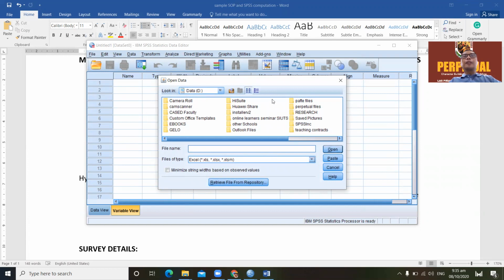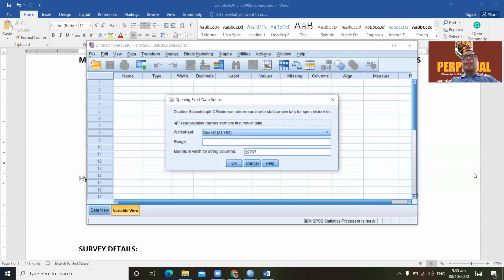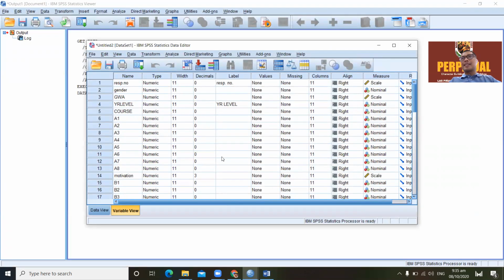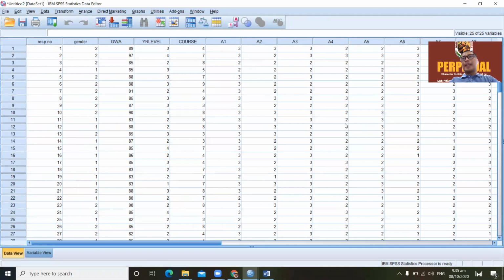And then you try to look for the file where it is located. I saved it in here, and the file name that I used is sample tally for SPSS lecture. You click open, and then the data that you encoded would now be transferred to your SPSS software. Now, this would be the appearance. If it is in the variable view, you could also click here the data view. It's just the same as the Excel file that you migrated.